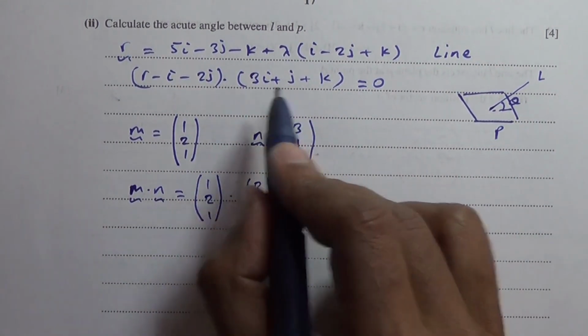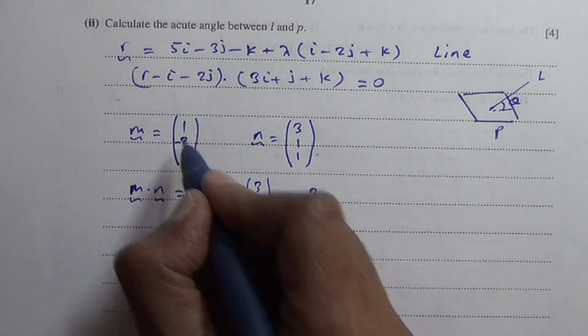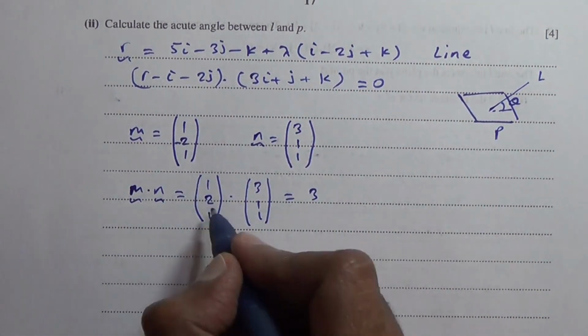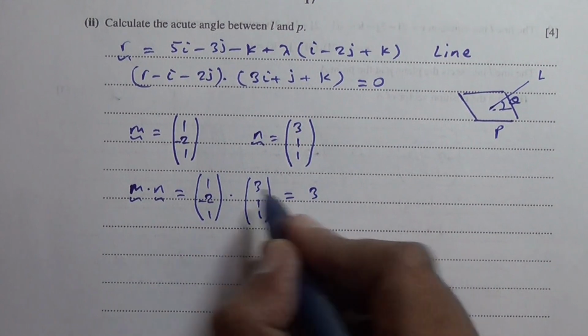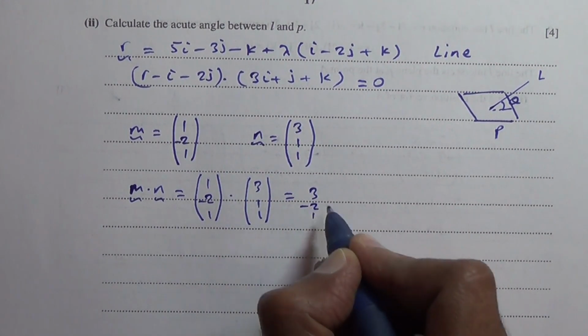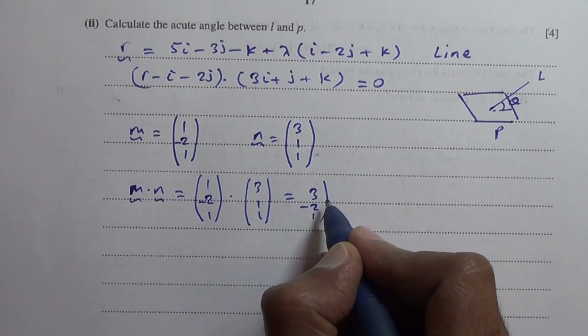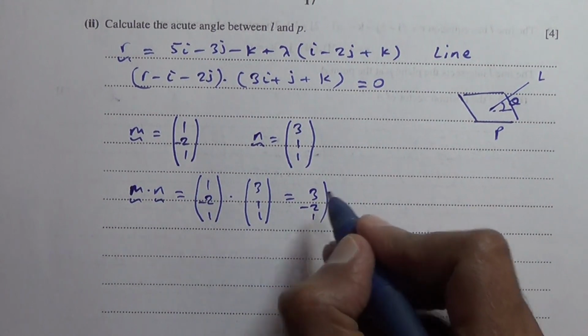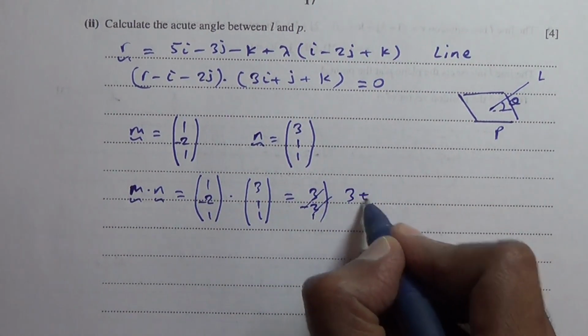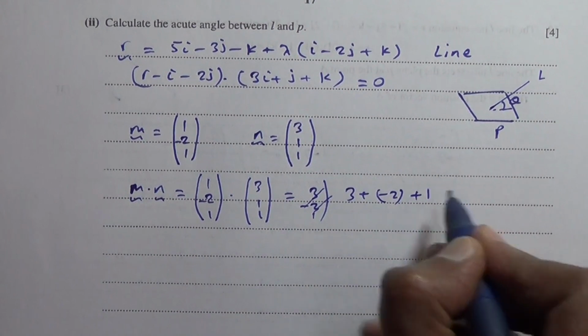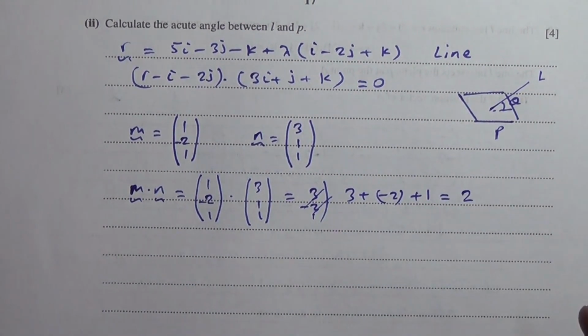Hang on a second. So this is supposed to be minus 2 here. So that's minus 2, and therefore 3 minus 2, 1. Oh, it's 3 plus minus 2 plus 1. Okay, sorry about that. 3 plus minus 2 plus 1. So that's going to give us 2.